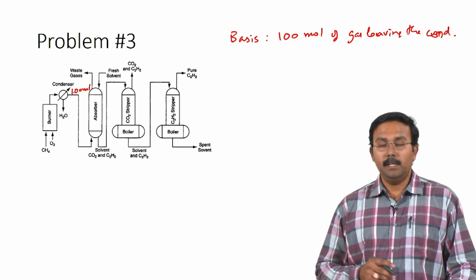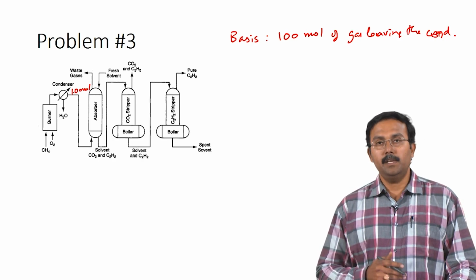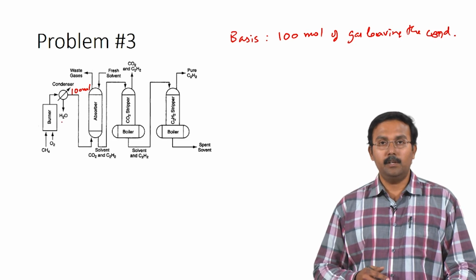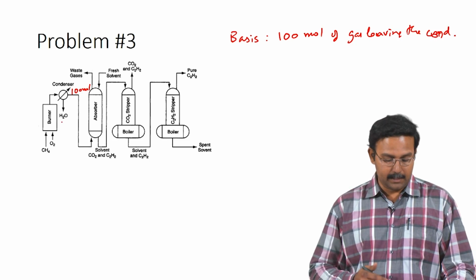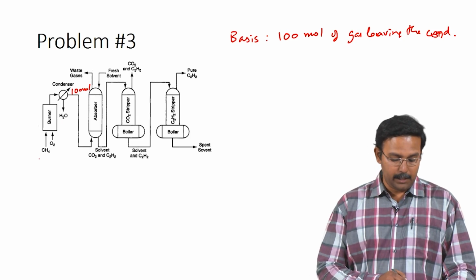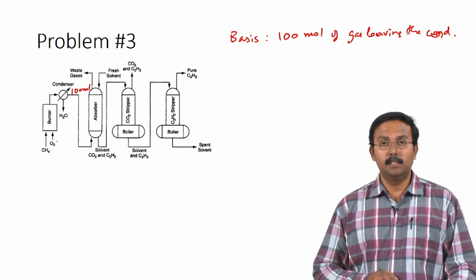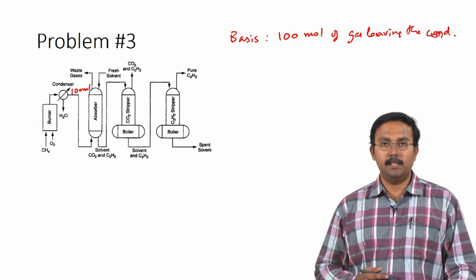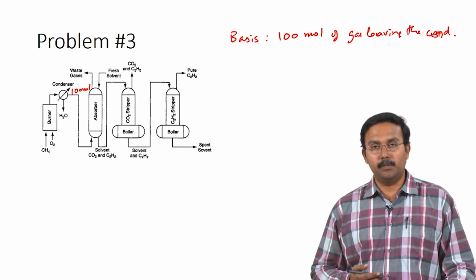Now, we need to identify how much water is being condensed. We also need to identify how much acetylene is recovered and also the ratio of methane to oxygen. So, the first part is to identify the methane to oxygen ratio. How do we start for that? What would be the system we can choose?